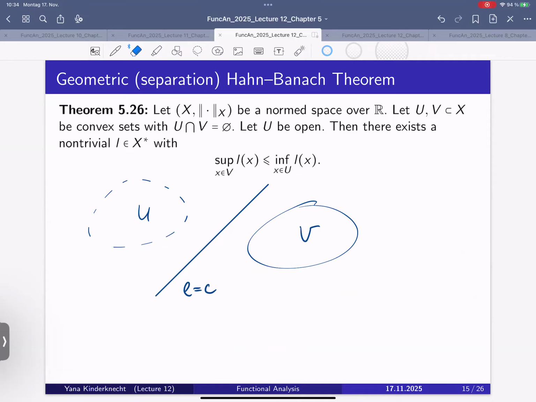Something like this. Okay, so this is the idea. With the help of the Hahn-Banach theorem, we are able to separate convex sets, roughly speaking. And so the next aim of our lecture is to prove this theorem.